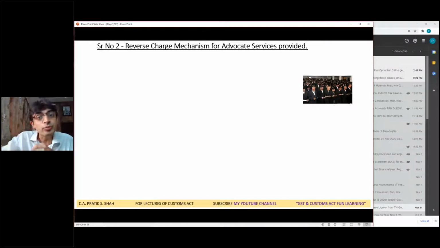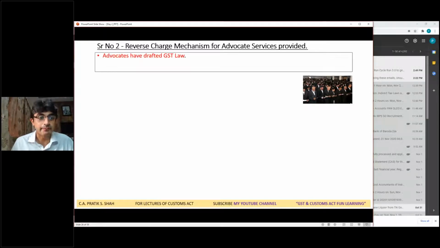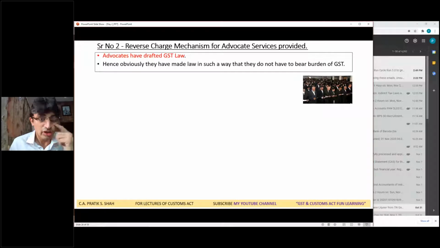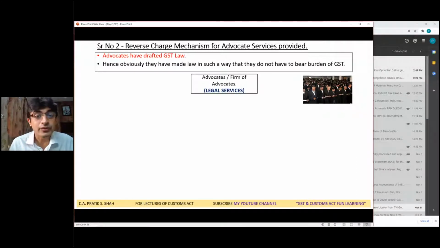So see how this provision is there for advocates. Suppose I am an advocate. I have drafted the GST law, no? So obviously how would I have made it? Suppose you people want some advice from an advocate.